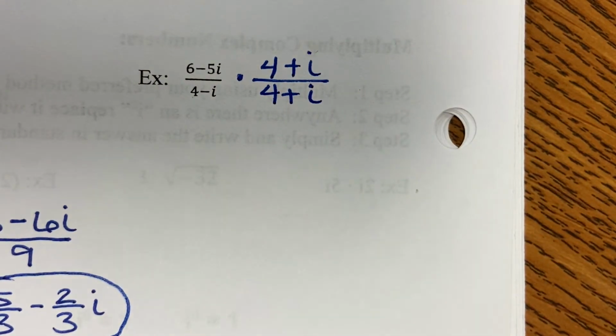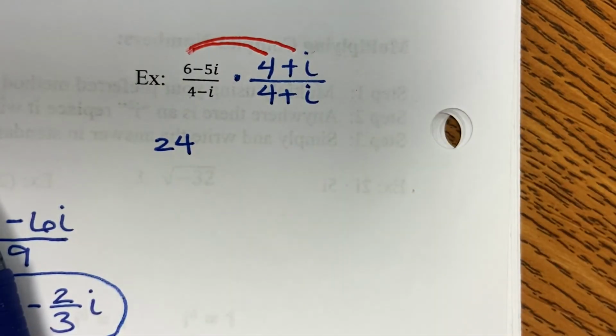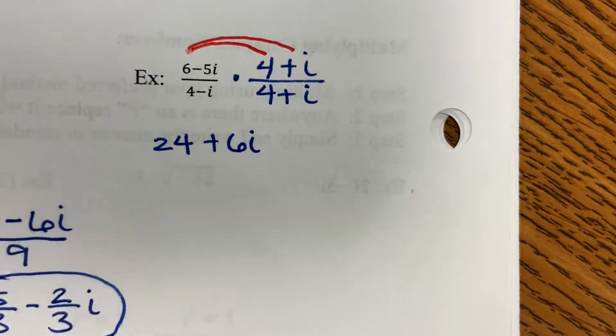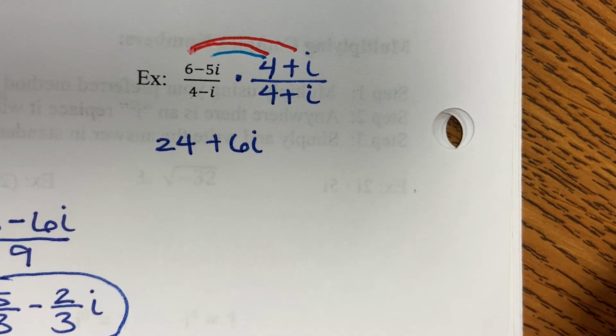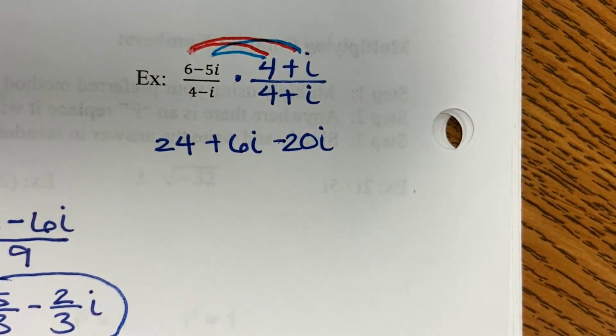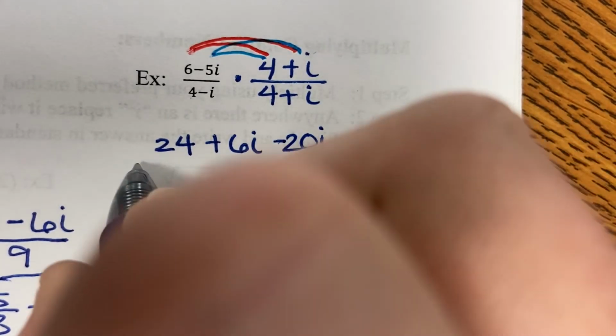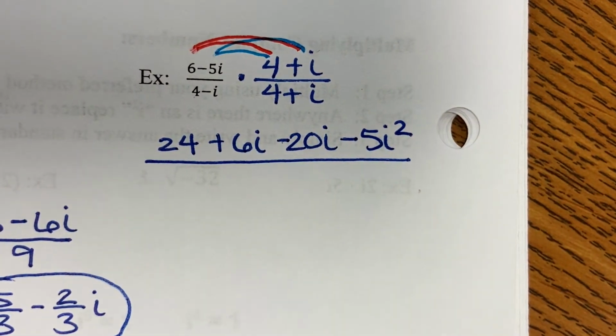All right, so I'm going to multiply 6 times 4, that's 24. 6 times i, which is 6i. And then I'm going to multiply the -5i times 4. So that is -20i. And then I'm going to multiply the -5i times the positive i. So that is -5i squared. Now I'm going to do the same thing in the denominator.